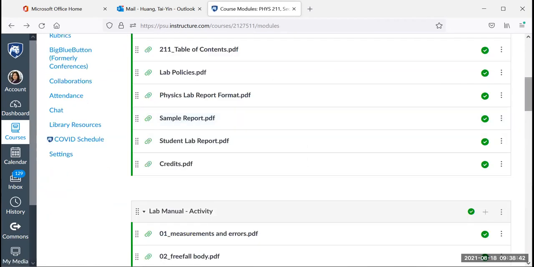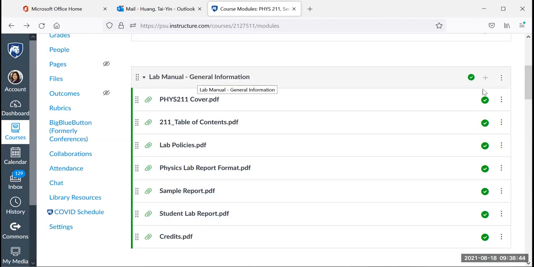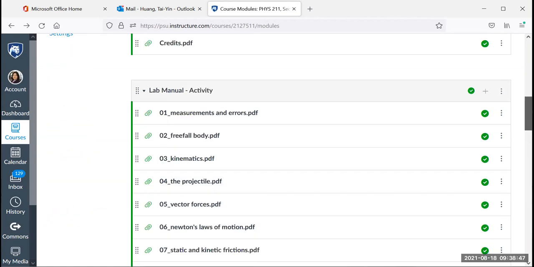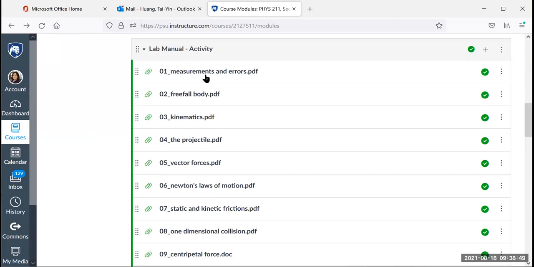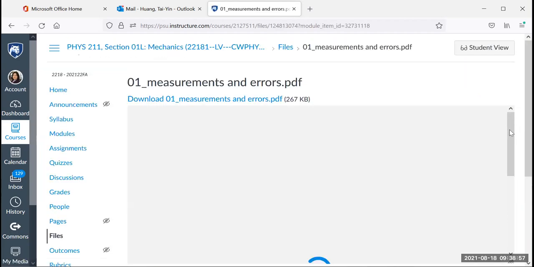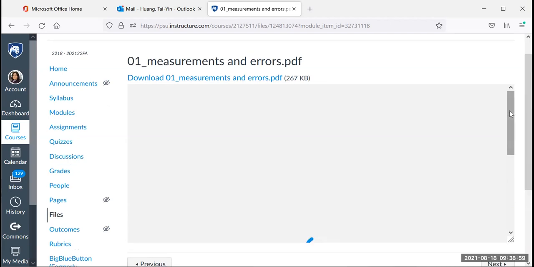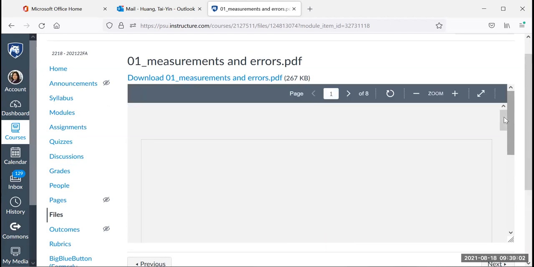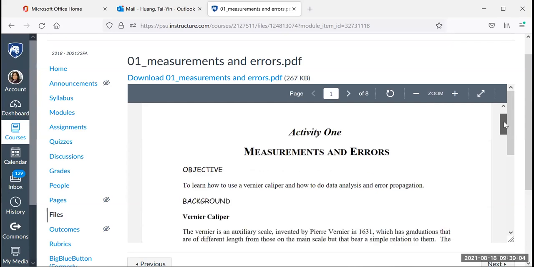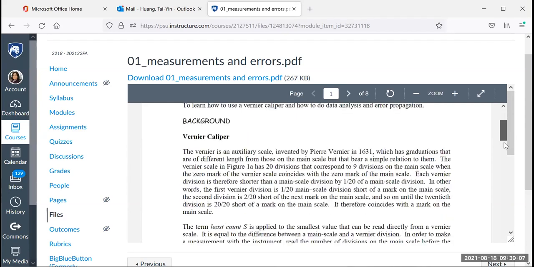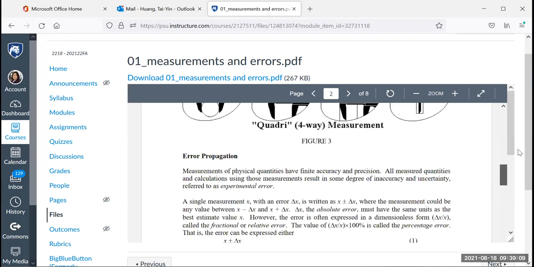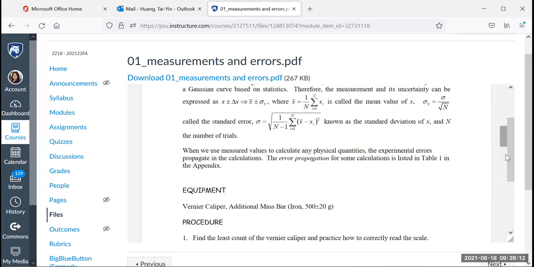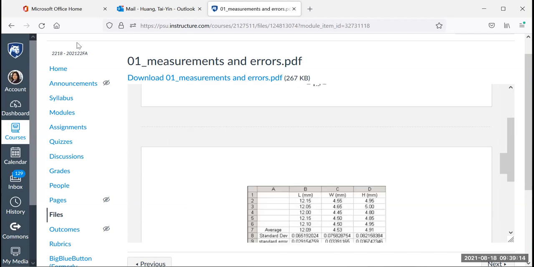And so this is the essential information from the journal information. And then the next subfolder is activity. So let's say lab 1 is doing measurement and errors. You want to click on this, and that will bring up the activity. So you want to read this. This is the file that you want to read before you take the lab quiz. This provides all the essential information about what you're going to do during this lab. Okay, so read that before you take the lab quiz.